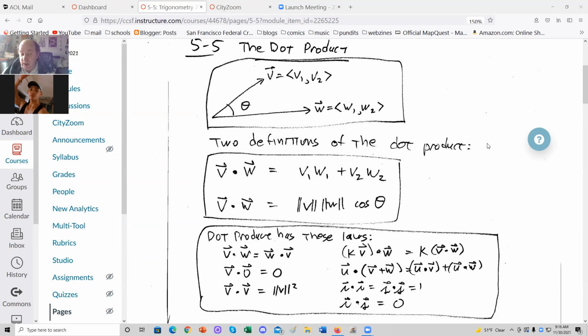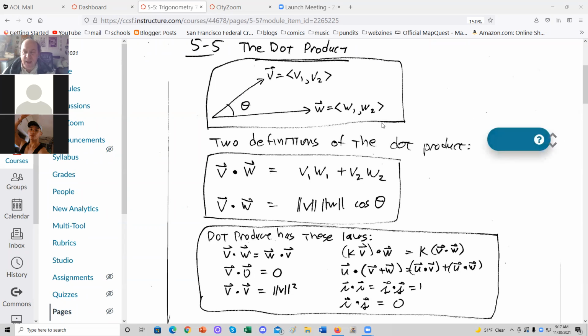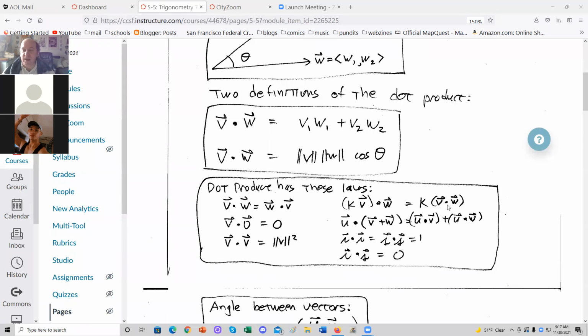Okay, there are various ways to prove that, involving trigonometry or algebra, whatever. I'll let that be for now. Now, it has various laws. It acts a lot like a multiplication of numbers, although, like I say, multiplication of numbers takes numbers and gives back a number. A dot product takes vectors and gives back a number, a different kind of thing. But it still has many of the same laws.